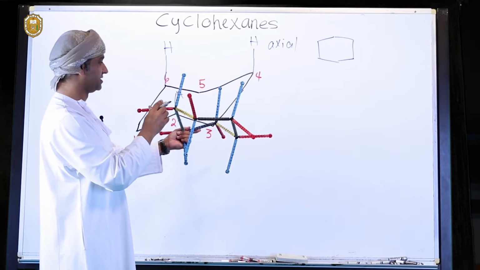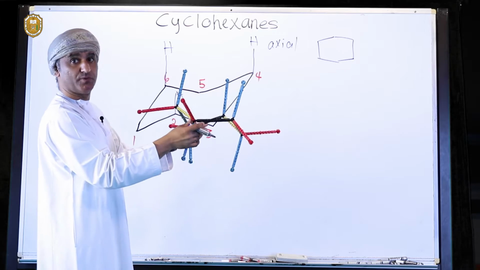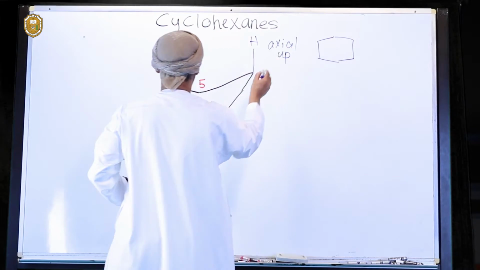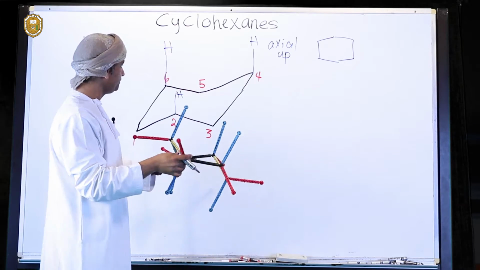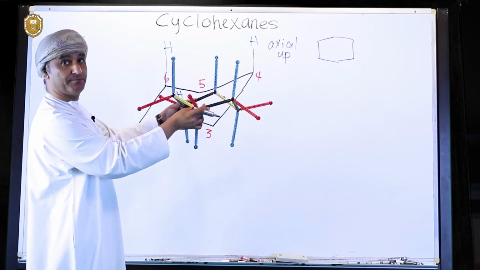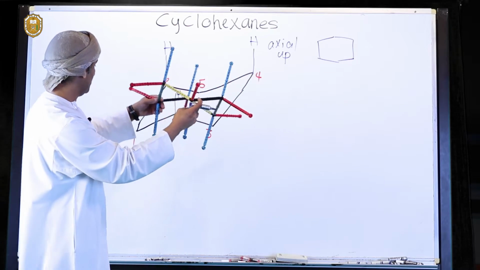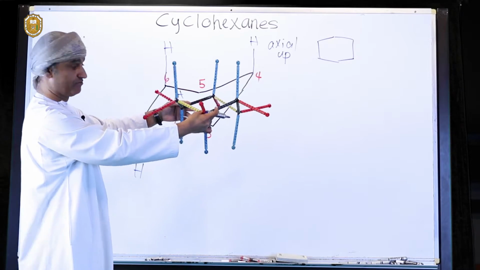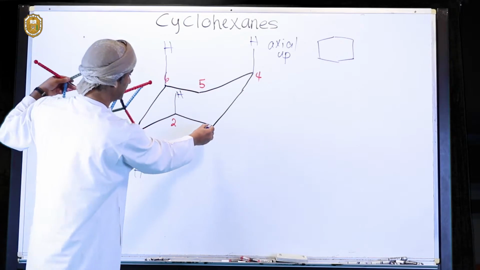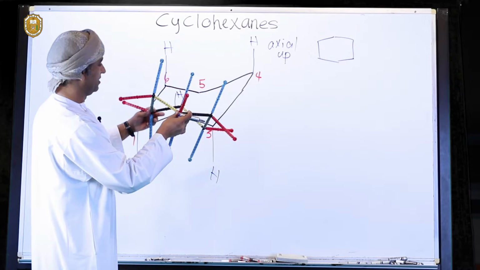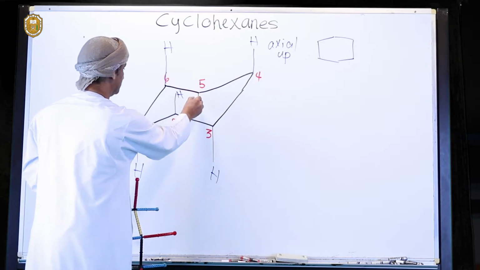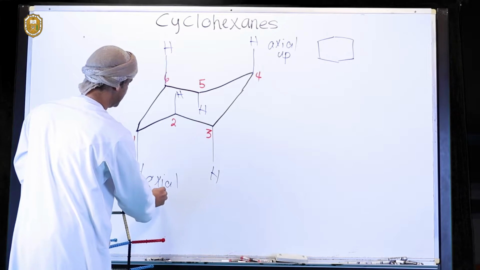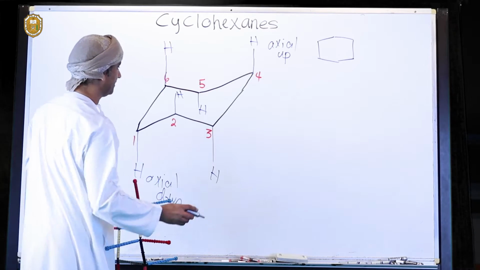Now, the bonds on C2, C4 and C6 point up. They are axially up. Now, the carbon-hydrogen bond on 1 is also axial, but it points down. The one on 3 is also down, and the one on 5 is also axial down. So these are axial bonds also, but they are down.